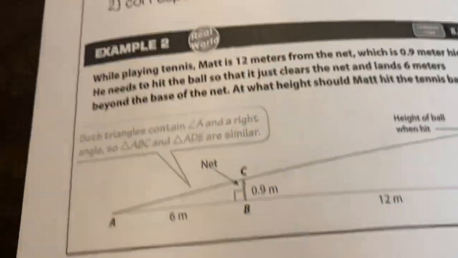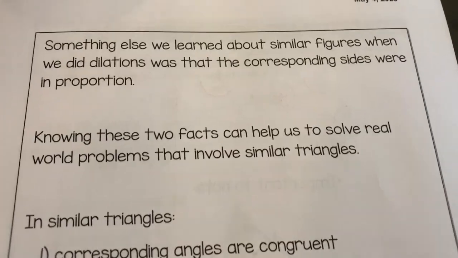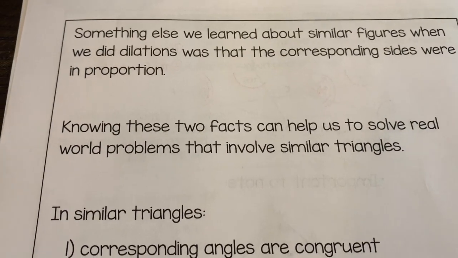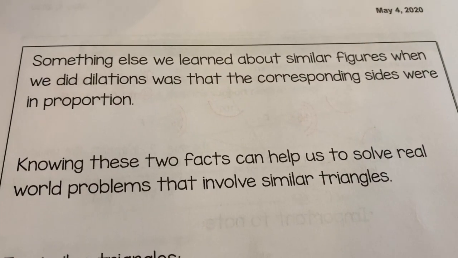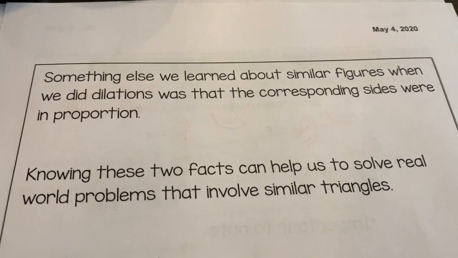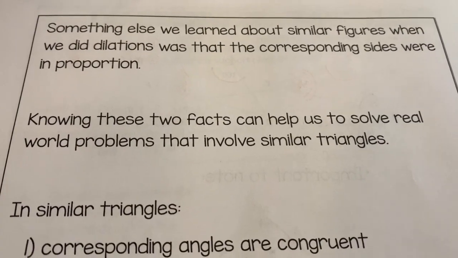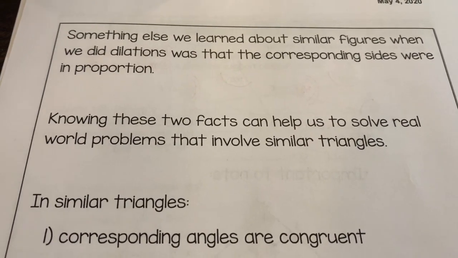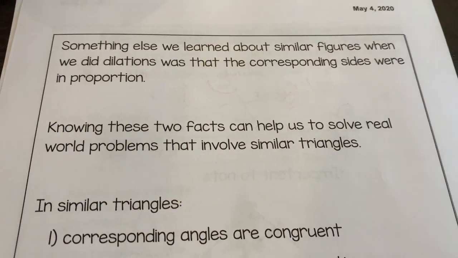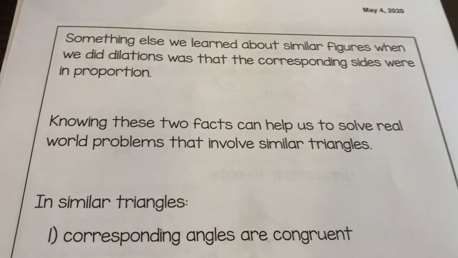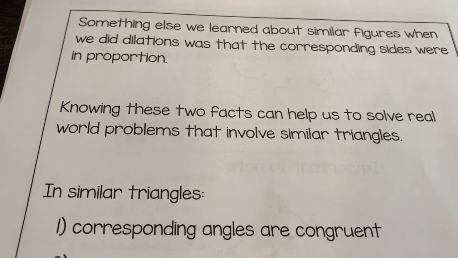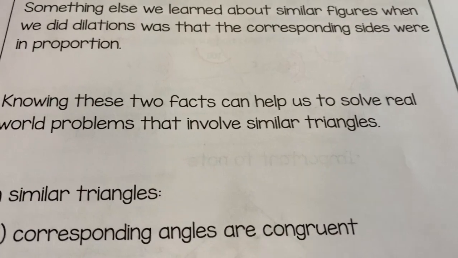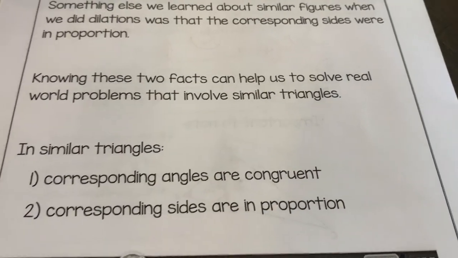All right, so we're going to take it up a notch, and we're going to now talk about the sides of similar triangles, and what we learned about with dilations is going to apply here. So we are going to be able to actually find missing measures in similar triangles, not just with angles, but also with sides. So this is the most important thing here. Something that we learned about similar figures when we did dilations was that the corresponding sides were in proportion. Knowing these 2 facts can help us to solve real-world problems that involve similar triangles.